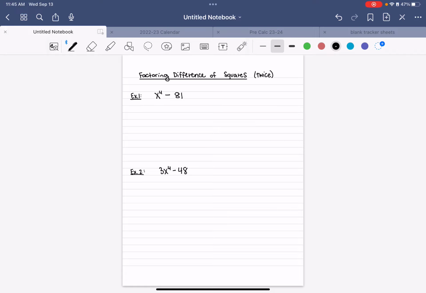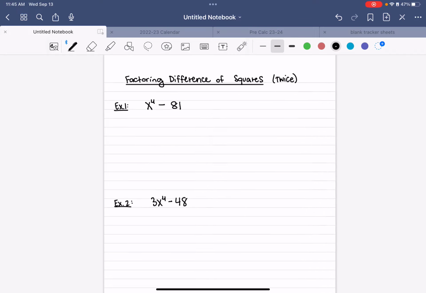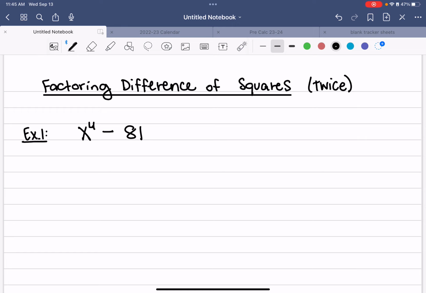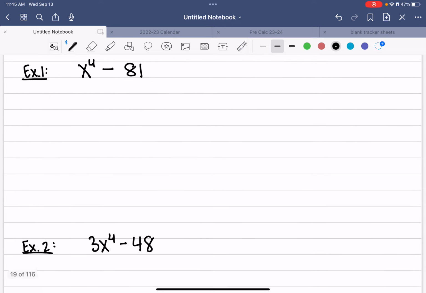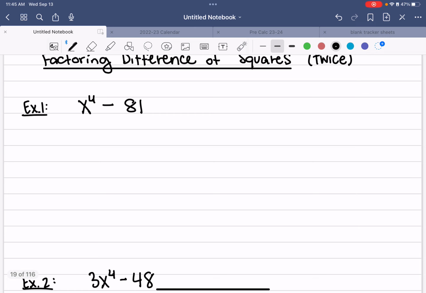Okay, in this video, we're going to go over how to factor a difference of squares when there are multiple difference of squares pairs in the question. We have two examples here. This first one says x to the fourth minus 81. And I'm just going to go ahead and write over here on the side our formula for difference of squares. It is a squared minus b squared. We'll factor into a plus b times a minus b.